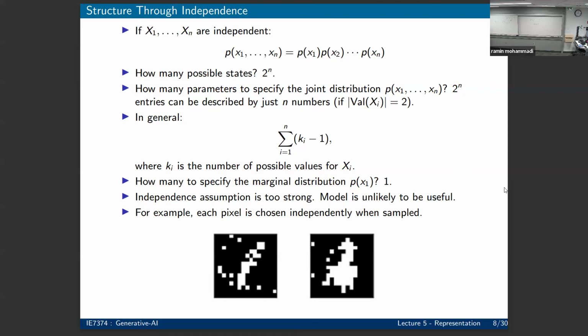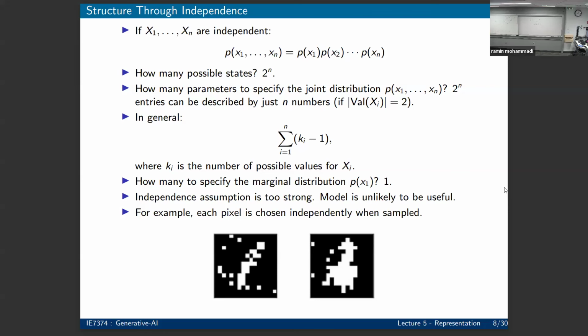And overall, this is a formula: if instead of binary you had k values, say k is 3, then it becomes 2 times n parameters. So if instead of binary you had 3 values for every pixel and they were independent, k minus 1 becomes 2, and you have n of those, so 2 times n is the total number of parameters that you need. Now, how many parameters do you need to specify the marginal distribution per pixel? You just need 1, right? Just 1 parameter per pixel.